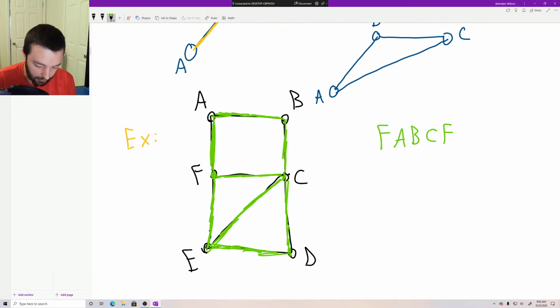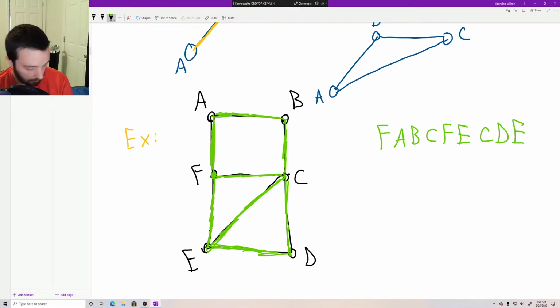So what did we do? We did F, A, B, C, F, E, C, D, E. Okay. That's actually the same one that the book had too. And the book writes it with commas. I just kind of put them all together here, but you can put some commas in there.